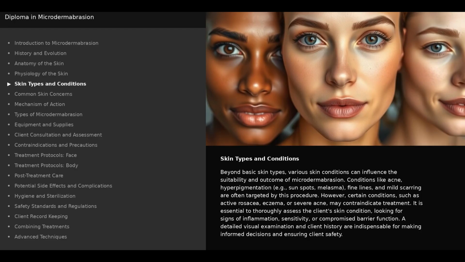It is essential to thoroughly assess the client's skin condition, looking for signs of inflammation, sensitivity, or compromised barrier function. A detailed visual examination and client history are indispensable for making informed decisions and ensuring client safety.